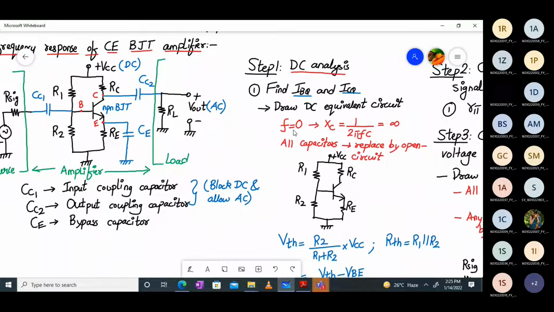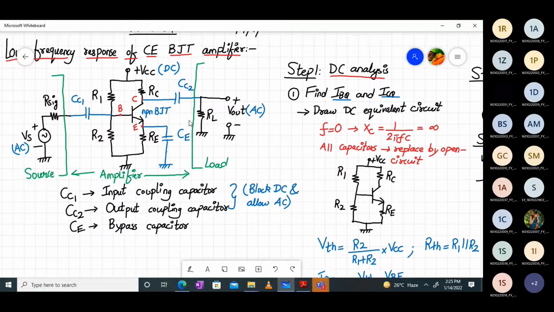So for this, we have frequency. For DC, we have frequency equal to 0. And the reactance offered by the capacitance, 1 over 2 pi fC, will be infinite, right? Because frequency 0 means infinite. So all the capacitors in the circuit will be replaced by open circuit.